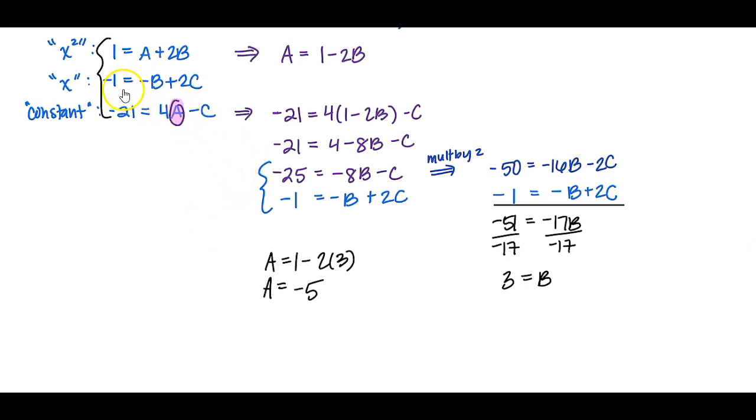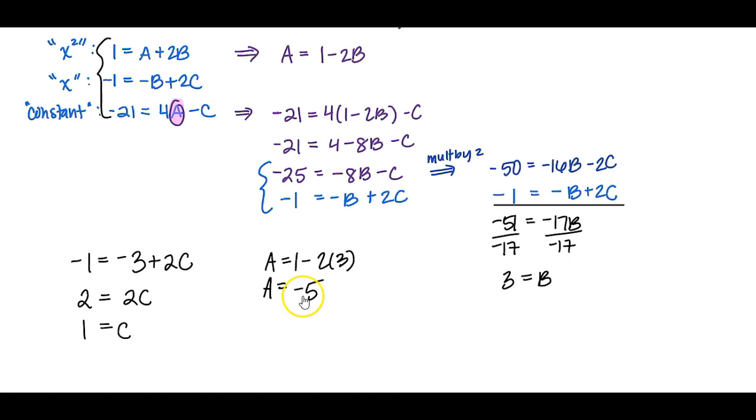And then I had -1 was equal to -b plus 2c. We found out that b was 3. So if I add the 3 to the other side, I'm going to get positive 2 equals 2c. So divide both sides by 2, I get c equals 1.